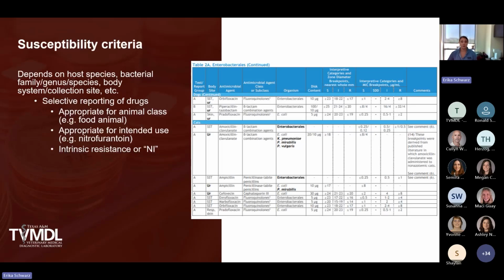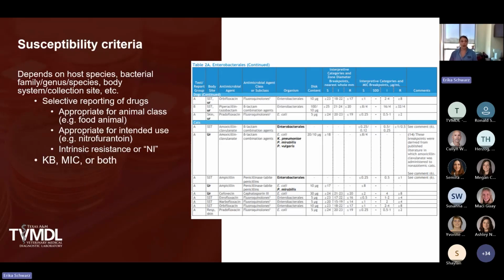We might selectively report drugs if we don't have an interpretation for something, or if we don't have an appropriate drug for the class of animals. So like with food animal species, some drugs are not appropriate to use in these animals. We will omit those from the report if we can. If we have nitrofurantoin in a panel, we're only going to report those for urinary cultures because it's only bioactive in the urine. We might also have intrinsic resistance or no interpretations. So all of these things we have to take into consideration when we're putting your report out, whether it's going to be useful for you.